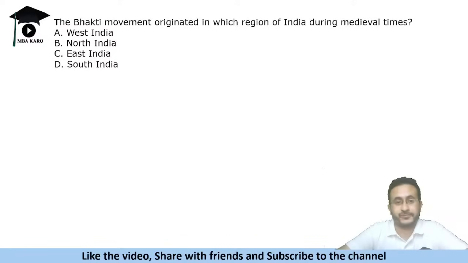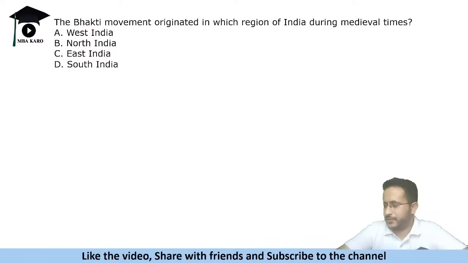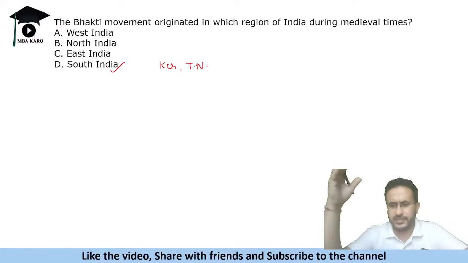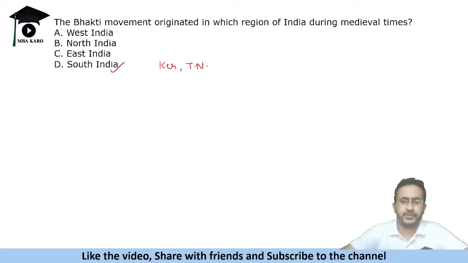North. Bhakti movement. Which region of India? Okay, so actually it originated in South India. It was basically Kerala and Tamil Nadu, and later it spread to Maharashtra and other states also. So it originated in South India during the medieval times.